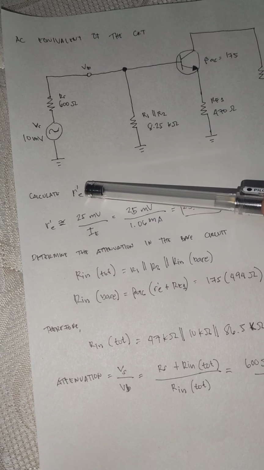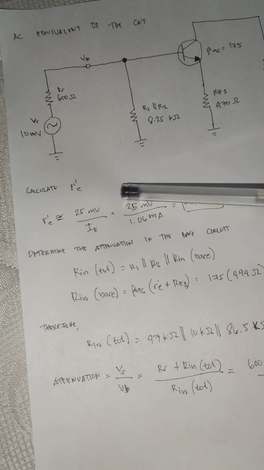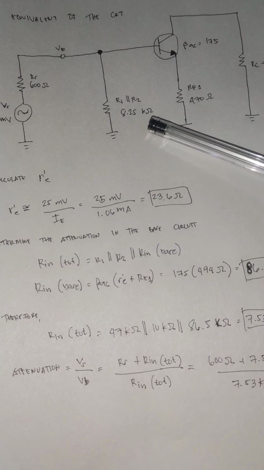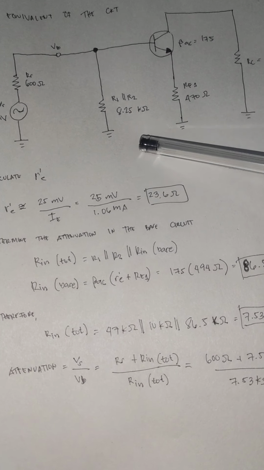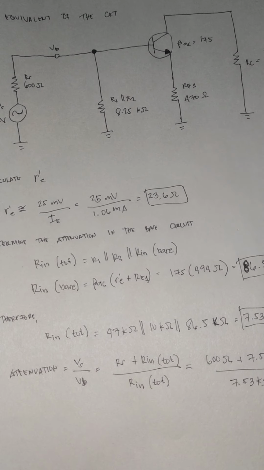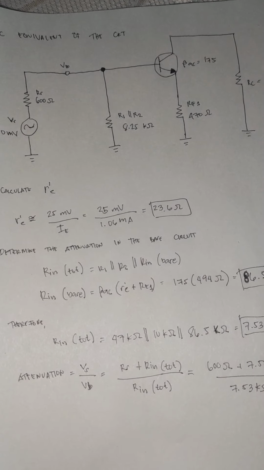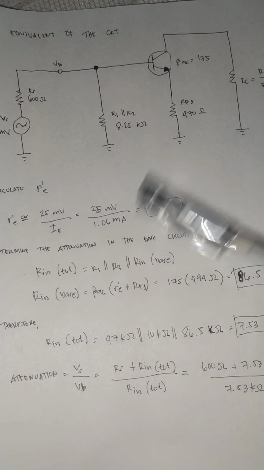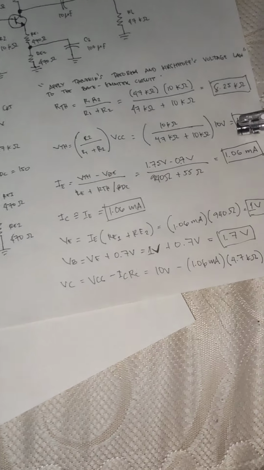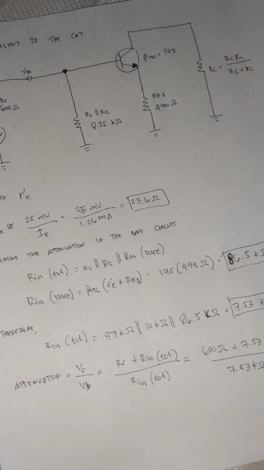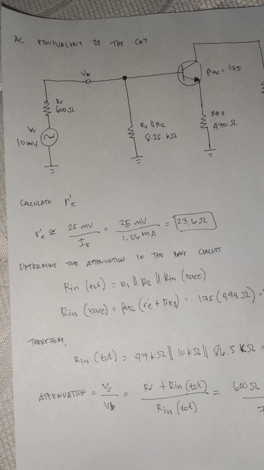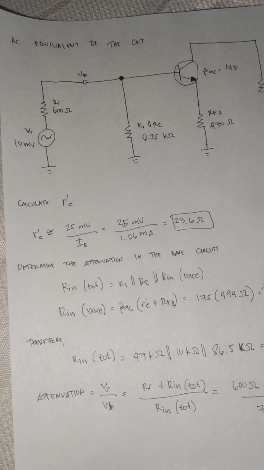First, calculate the re. re is equal to 25 millivolts over IE, is equal to 25 millivolts over 1.06 milliamps. Nakuha na ko siya diri. So gi-substitute na ko iyang value. The total is 23.6 ohms.